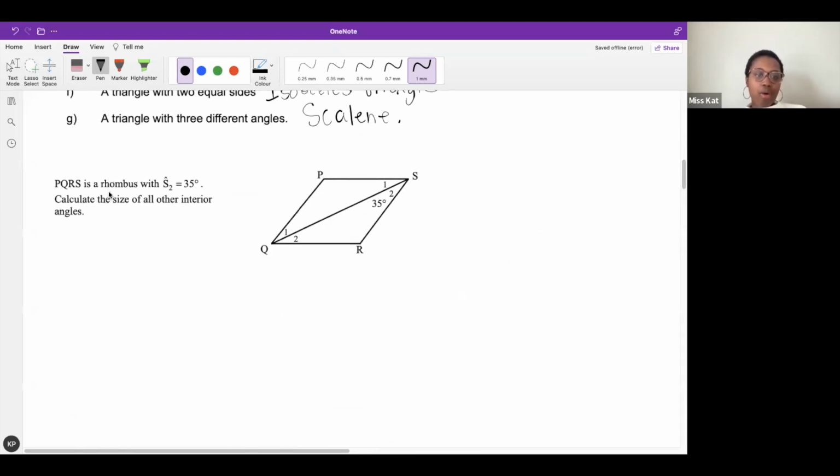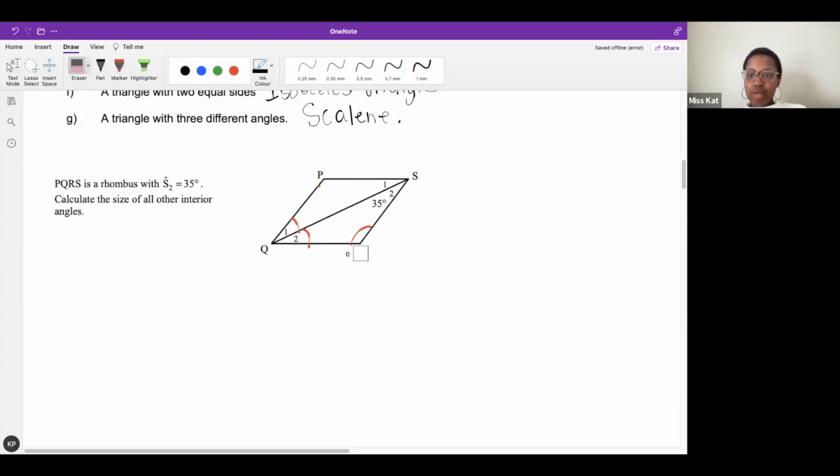PQRS is a rhombus with S equal to 35 degrees. Calculate the size of all other interior angles. So we want the size of S1, Q1, Q2, P, and R. That's what we want. Any ideas for any of these?